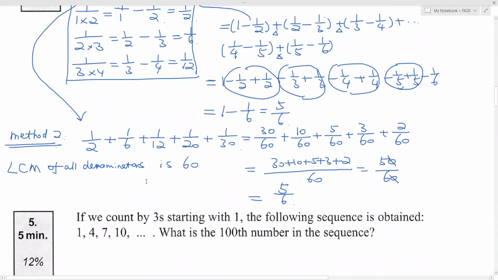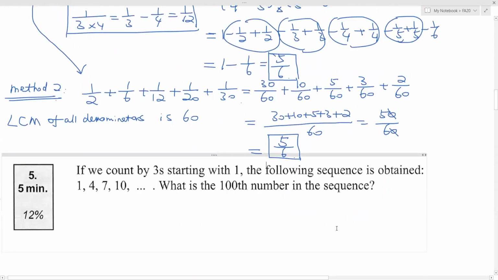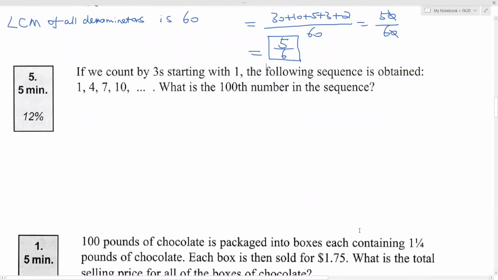Okay, guys? So the answer is, let me circle this, frame this. The answer is 5/6. Either way, we should get 5/6. Okay. Now, the last question on the first page.